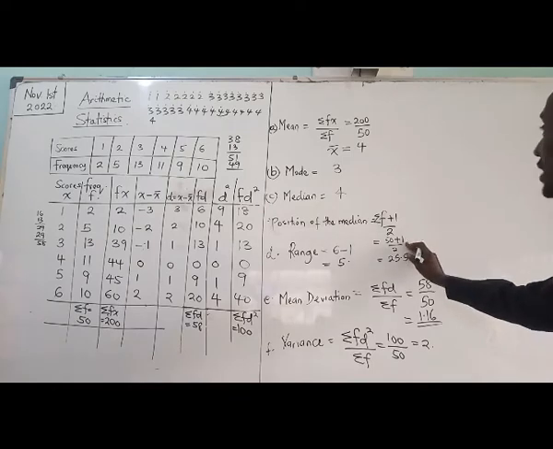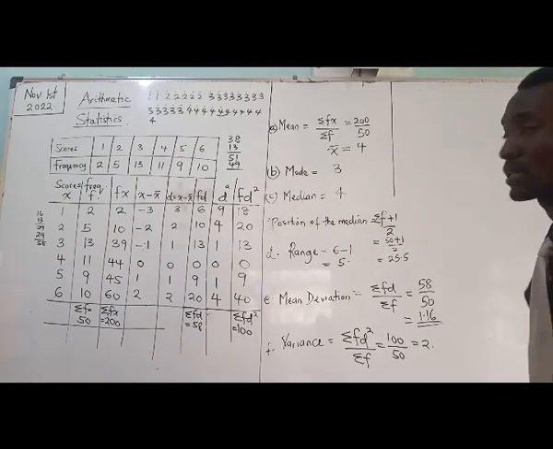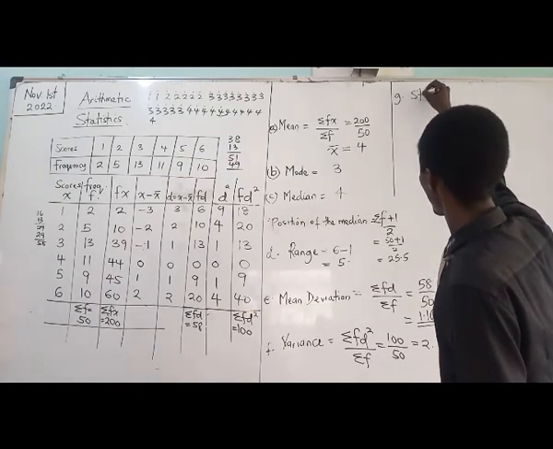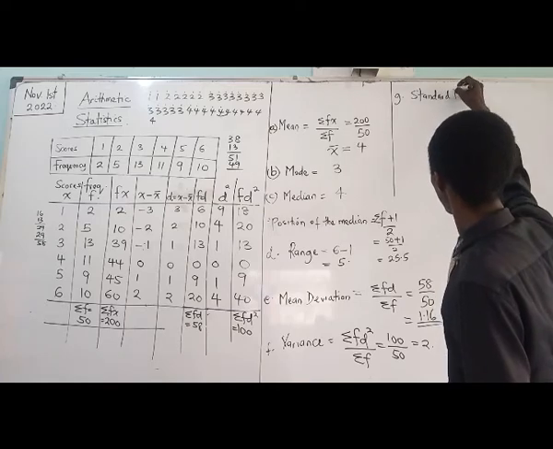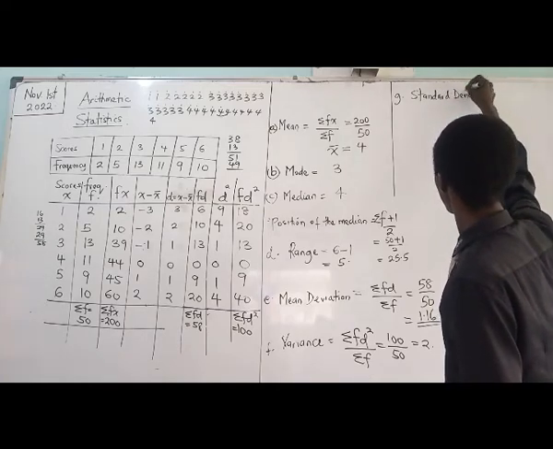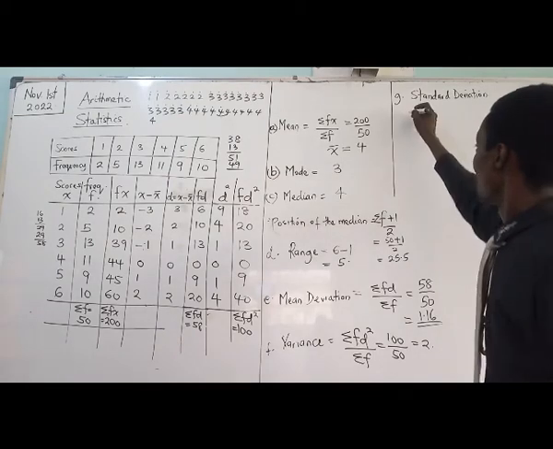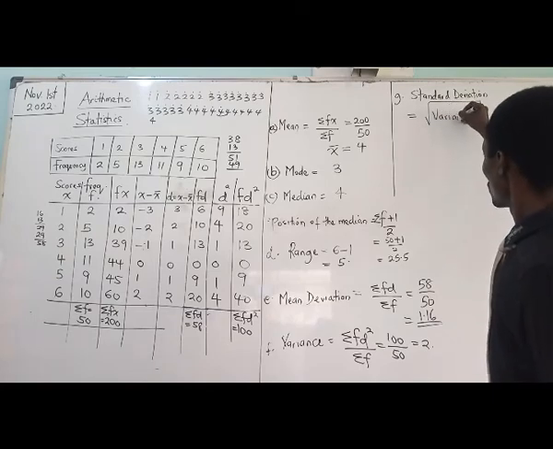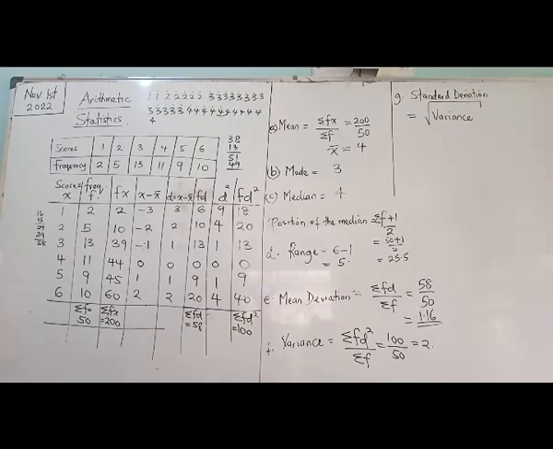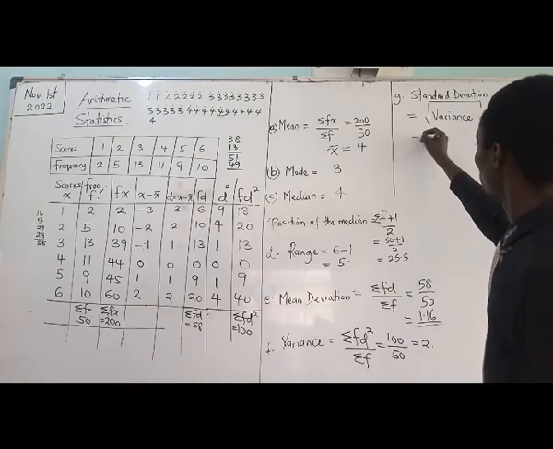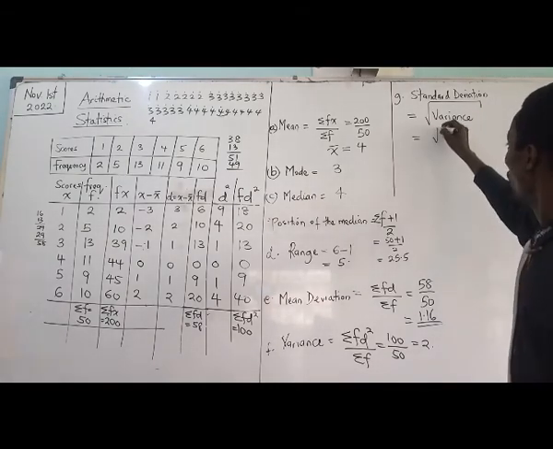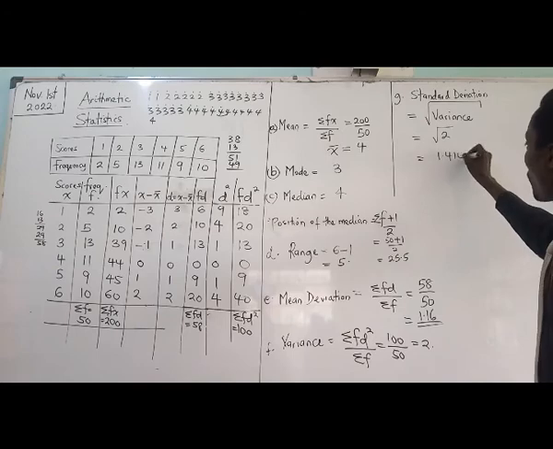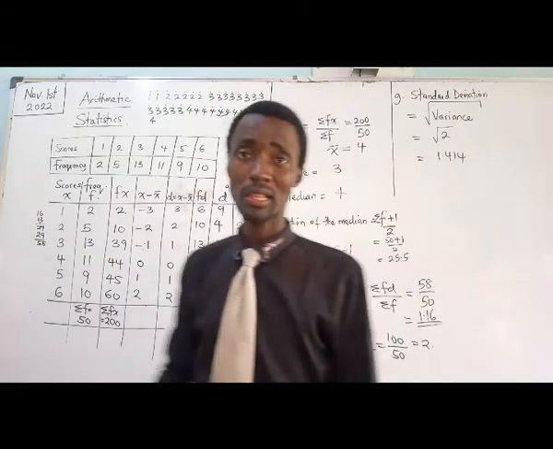Now, having obtained the variance, the next important thing we want to look at is what is called the standard deviation, which is the last question there. So how do you obtain the standard deviation? Mathematically, the standard deviation is the square root of the variance. So if you have obtained the variance, we can obtain the standard deviation. And that will be the square root of 2. And what's the square root of 2? That is 1.414.